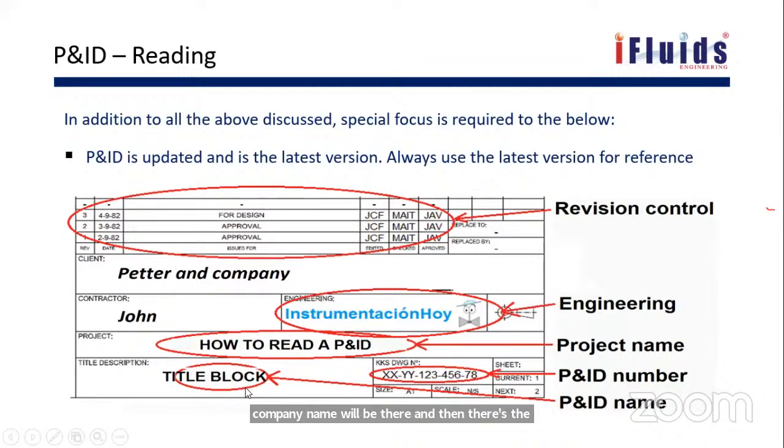If it is a charge pump, then the name will be mentioned. If it's a recycle gas compressor, then that name will be mentioned. And then the PNID name, and then the PNID number will be there, XXYY123458, these things will be there, the PNID number.